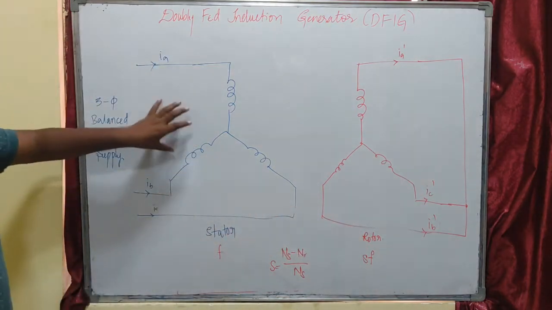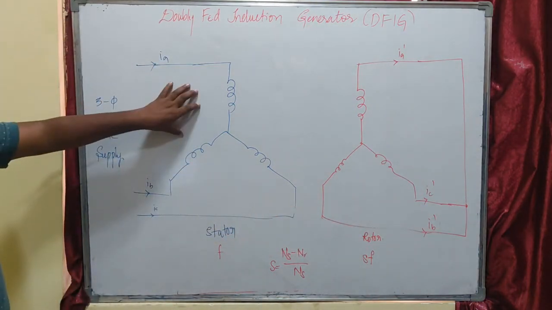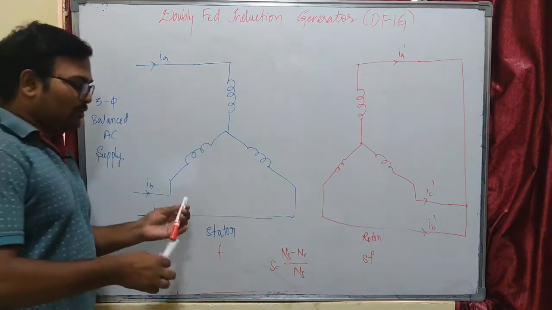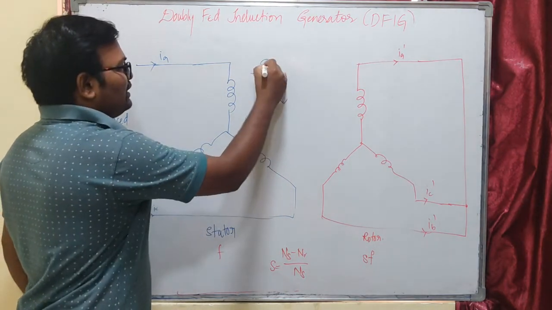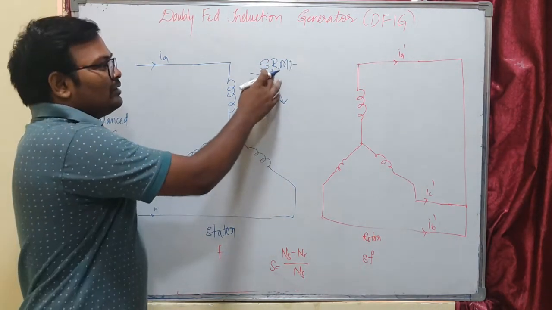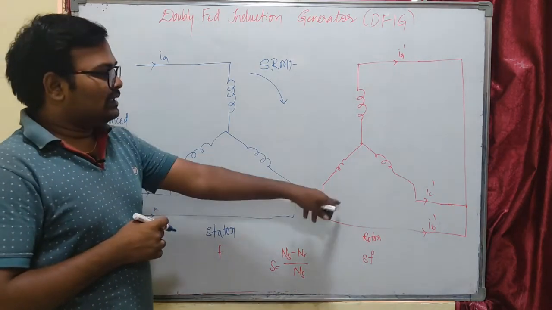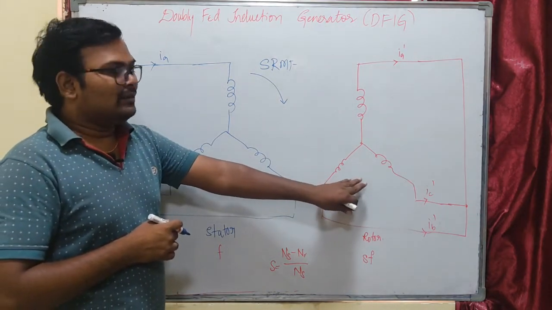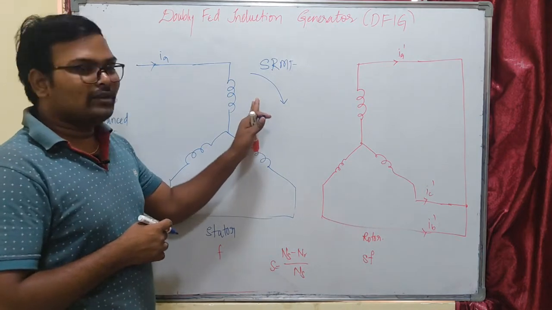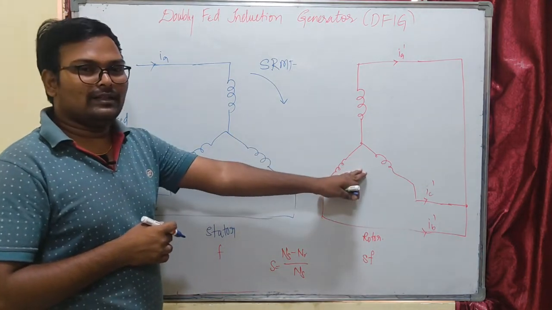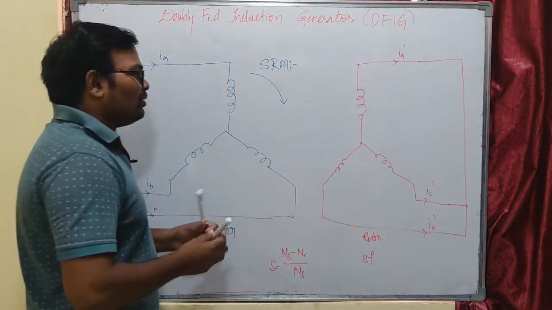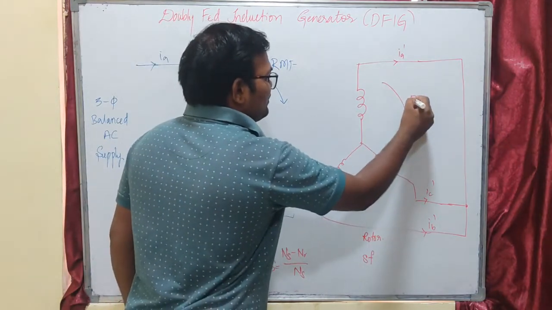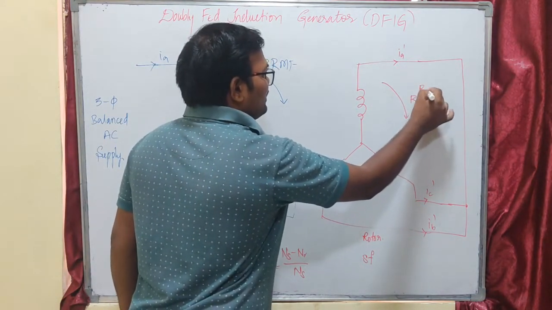We are going to supply a 3-phase balanced AC supply to our stator, you know that. That will induce a rotating magnetic field in the stator. At the time of starting, the rotor speed is 0. So this stator rotating magnetic field cuts the rotor conductors, which induces a rotor rotating magnetic field. That means there will be a rotating magnetic field on the rotor side also.